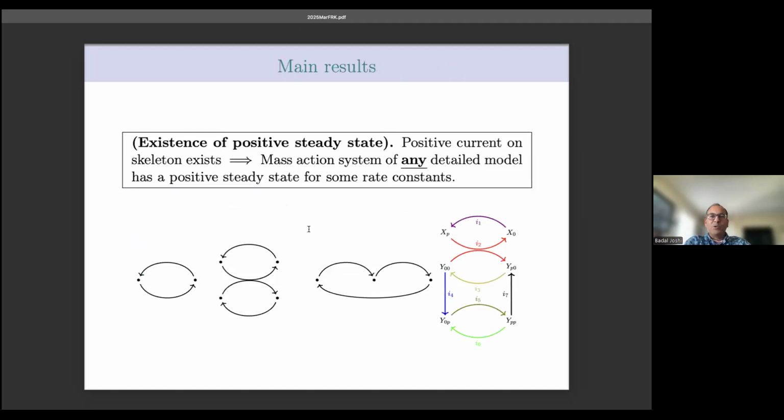All right, so now we are ready to state the main results based on this hyperedge or substrate skeleton formalism. Okay, so the first is we need existence of a positive steady state to talk about ACR, and that comes out of this formalism. We don't need separate considerations for that. So if there is a positive current on the skeleton, then the mass action system of any detailed model, again, I don't need to know the detailed model, right? The mass action system of any detailed model has a positive steady state for some rate constants, right? And this is very useful because the detailed model may actually not be agreed upon. There may not be a consensus view, or it may not be known, or may even be varying from one place to another. So mass action system of any detailed model has a positive steady state for some rate constants. Okay.